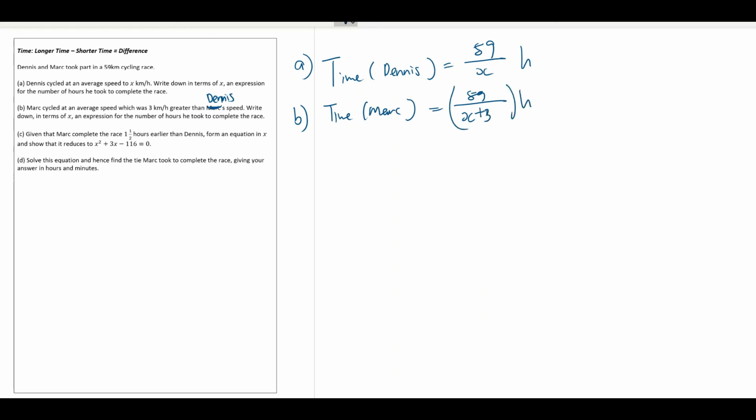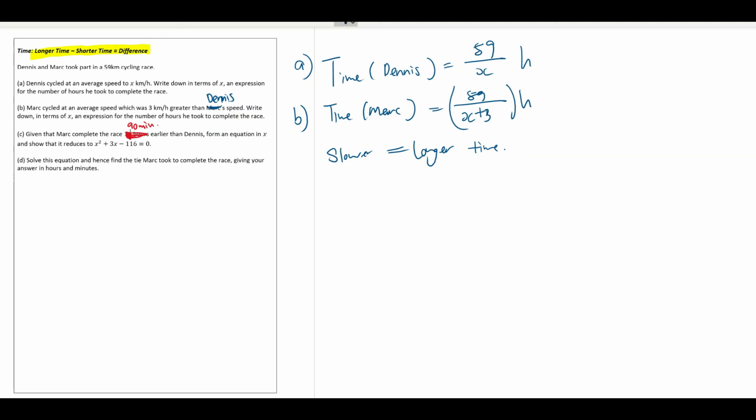Just like that. Okay? For the sake of pointing out something, instead of writing 1.5 hours here, I'll write 90 minutes. Let me ask you, if your speed is faster, do you take a longer time? No. So the important thing is the slower guy takes the longer time. And always use longer time minus shorter time equals the difference in time.